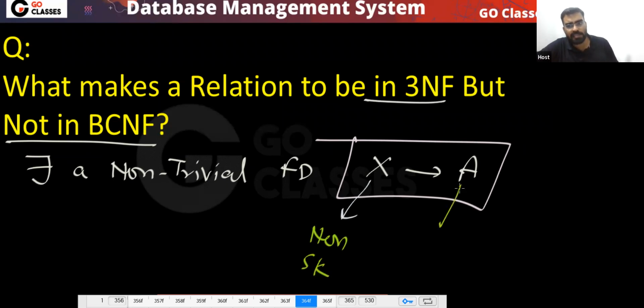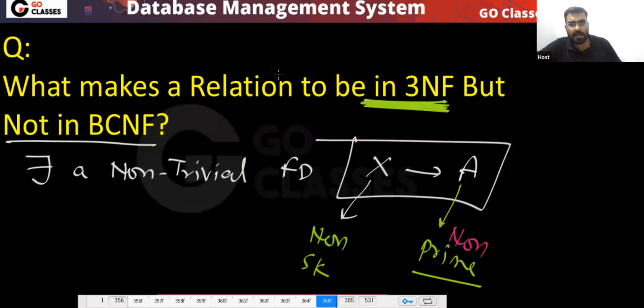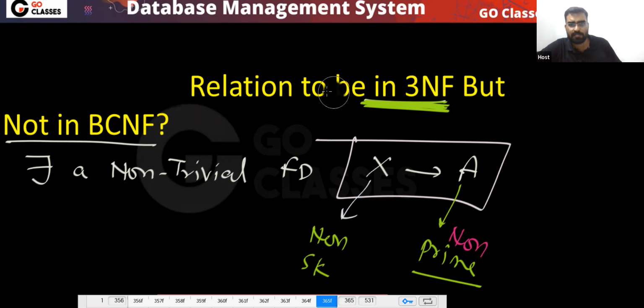Correct? And this is a prime, because it must be in 3NF. So can I put non-prime here? If I put a non-prime here, now it is not in 3NF. Now the relation is not in 3NF and not in BCNF. Correct?